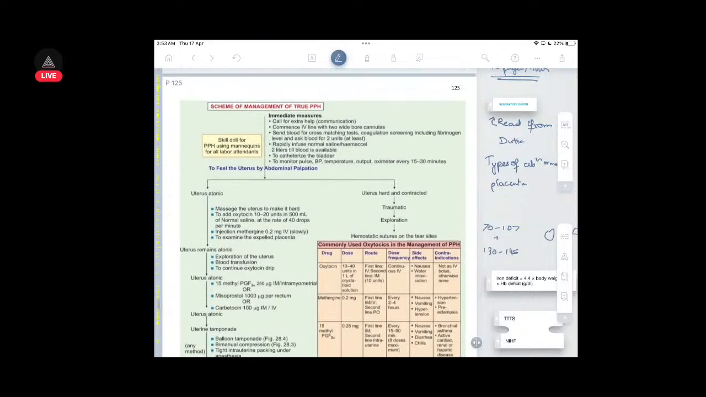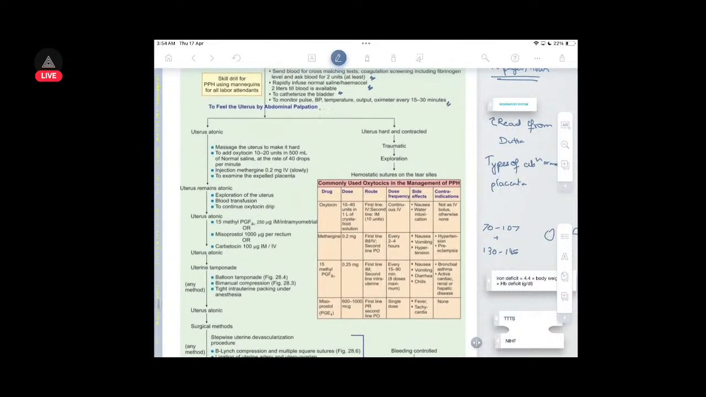Okay, so immediately we call for extra help. IV line: you provide 2 wide bore cannulas, send cross matching test and coagulation screening test, and ask for blood, 2 units at least. Rapid infusion with saline or hemacel until blood is available, catheterize the bladder and monitor BP and pulse and all.